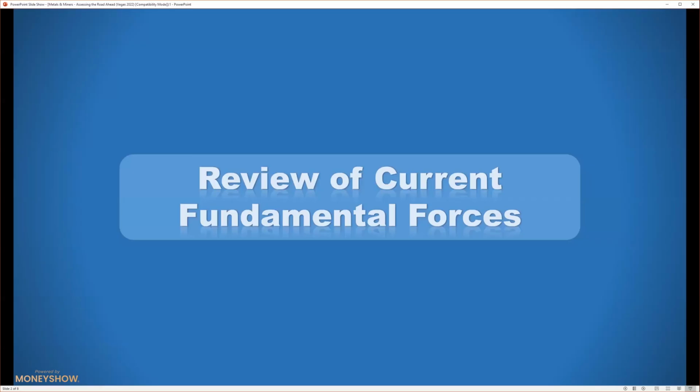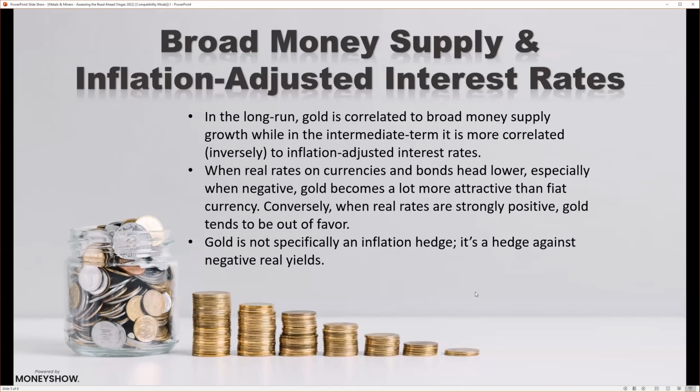So let's start off first with the fundamental forces. Gold is mainly a risk-off asset. In the long run, it is correlated to broad money supply growth, while in the intermediate term, it is more correlated inversely to inflation-adjusted interest rates. Fiat currency loses value over the long term, but in most cases is stable in the short term, whereas gold is far more volatile in the short term, but historically has held or increased in value over the long term.